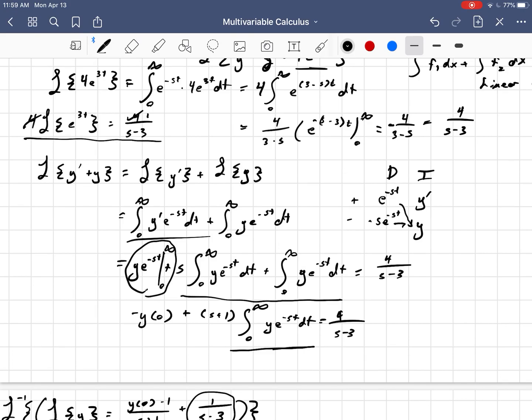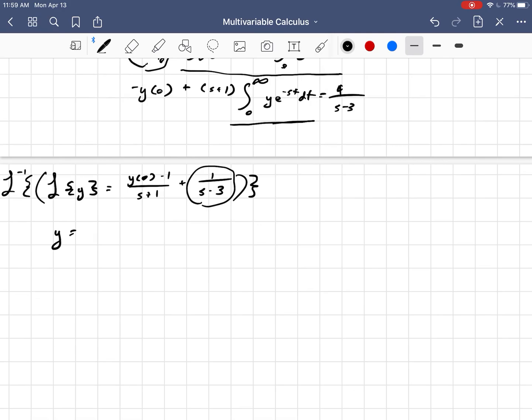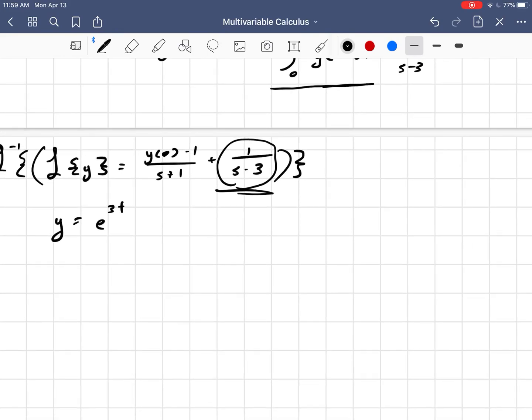And if you remember, up here, I said 4 times the Laplace transform of e to the 3t was 4 over s minus 3. And so therefore, the Laplace transform of e to the 3t is 1 over s minus 3. So we have e to the 3t for this part here. So the Laplace inverse of 1 over s minus 3 is e to the 3t.